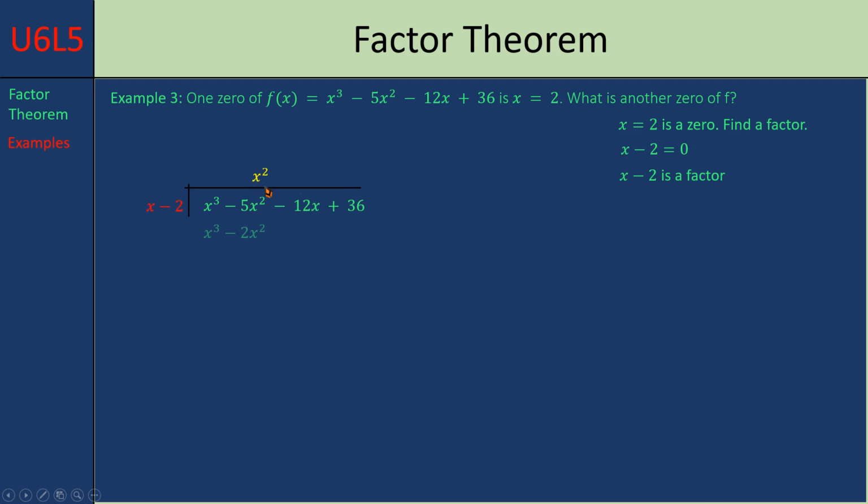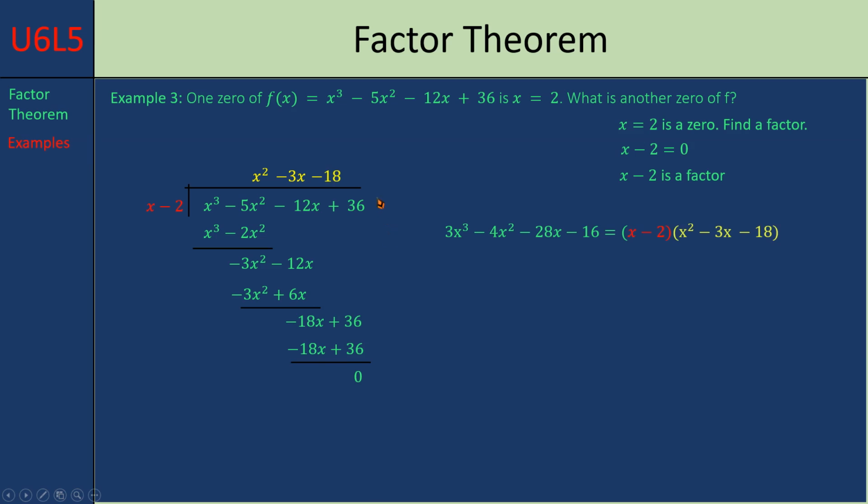Long division. And I get 0 remainder. Oh, there it is now. I get these guys here multiplied together to be equal to my polynomial. But this guy doesn't give me a zero yet, right? Not easily. So I have to factor it down more.